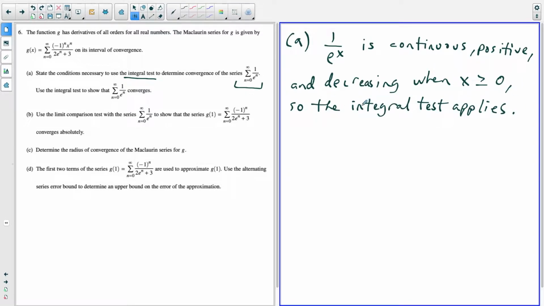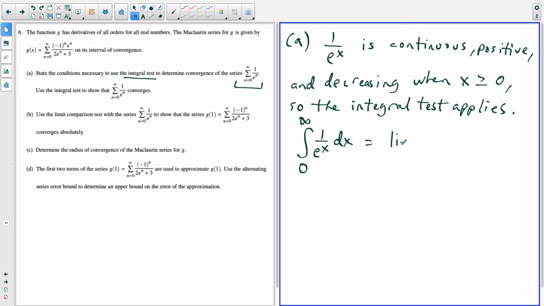So now that the conditions are met, we can apply the integral test. We're going to look at the corresponding improper integral. Since the series is going from n equals 0 to infinity, our limits of integration are going to be 0 and infinity. And the corresponding function for 1 over e to the n is 1 over e to the x. So here's our improper integral.